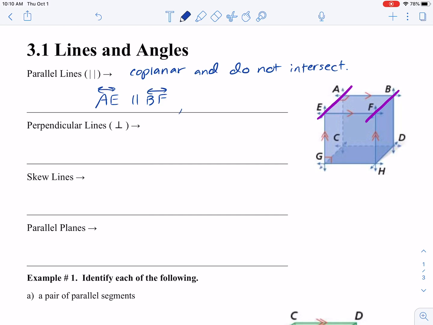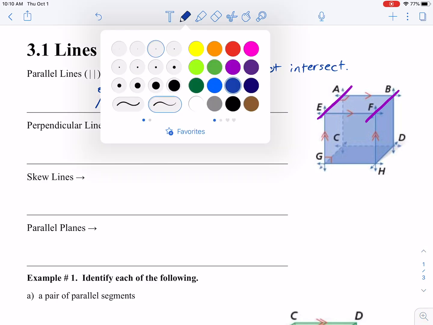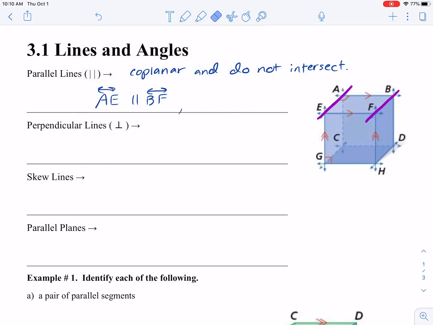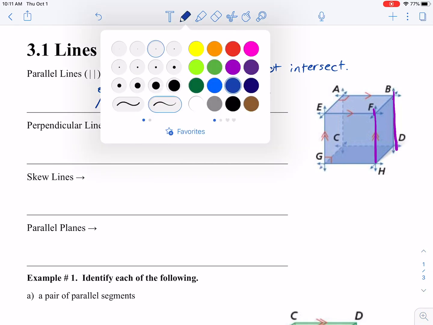Why don't you take a second to go name another pair of parallel lines on this figure. There were plenty of options. Maybe you wanted to name some on the side of this cube, so you could have said FH and BD. We just need to make sure that these lines are coplanar. They lie on the same plane. Plenty of examples here for parallel lines.